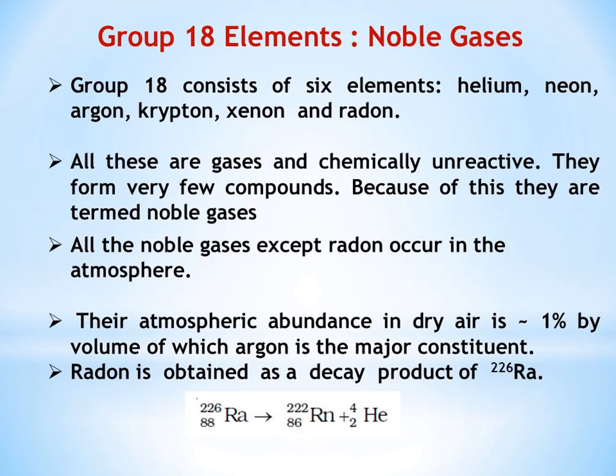The common physical properties of group 18 elements are that they are all in gaseous form. They are called the noble gases. The noble gases are monoatomic and odorless.